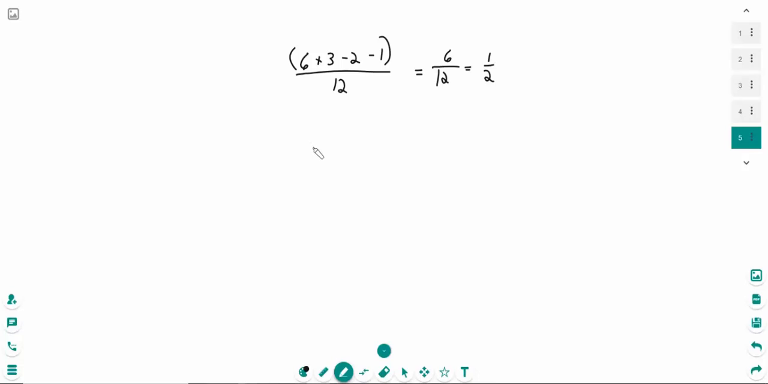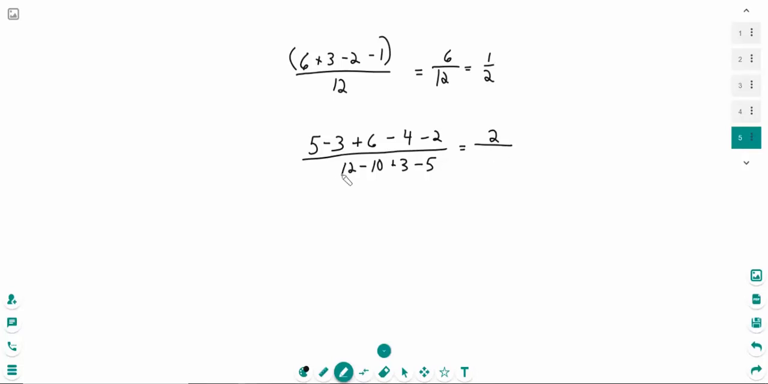So if we have something that looks like, I don't know, let's say 5 minus 3 plus 6 minus 4 minus 2 all over a 12 minus a 10 plus 3 minus 5. All right, let's do that one. So we're going to have 5 minus 3 is 2. 2 plus 6 is 8. 8 plus a negative 4 is a 4. And then 4 plus a negative 2 is a 2.